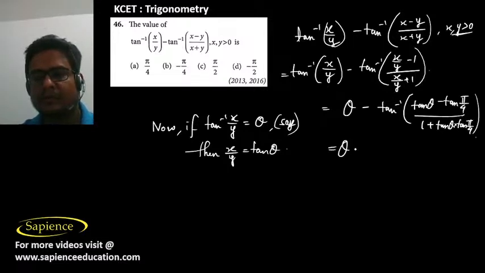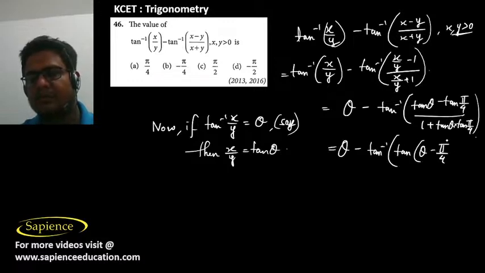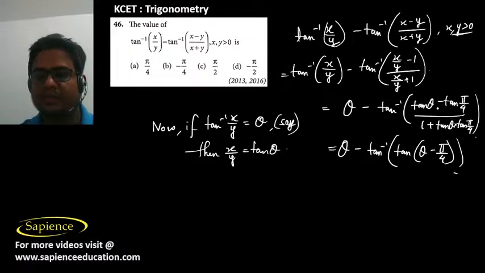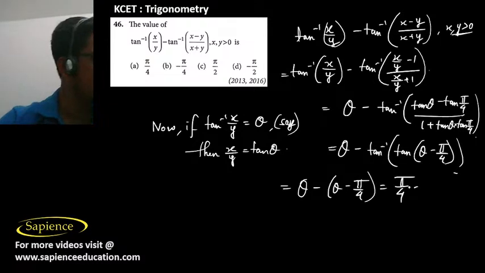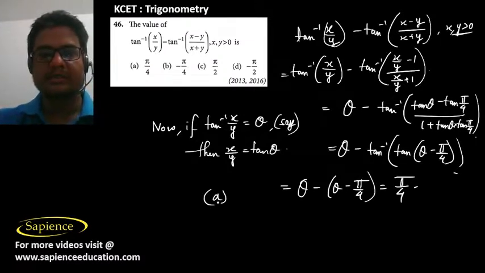So this is equal to theta minus tan inverse of tan of theta minus pi by 4, since we know that tan a minus b is tan a minus tan b by 1 plus tan a tan b. So this will be theta minus of theta minus pi by 4. So this will be pi by 4. So option A is the correct answer.